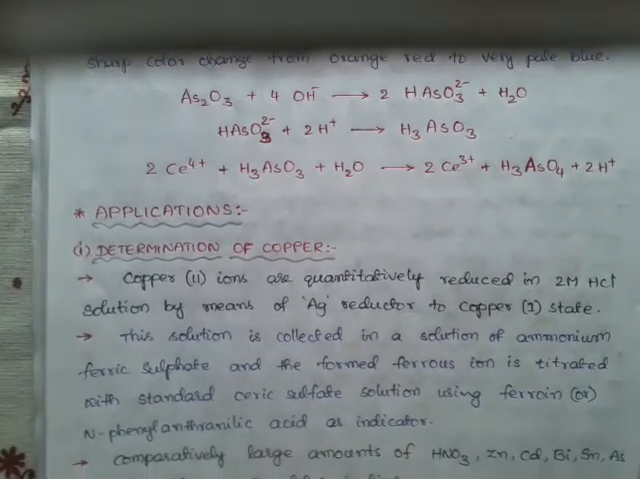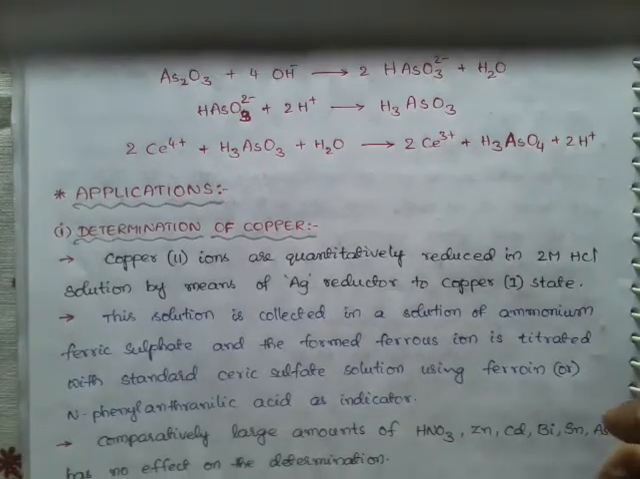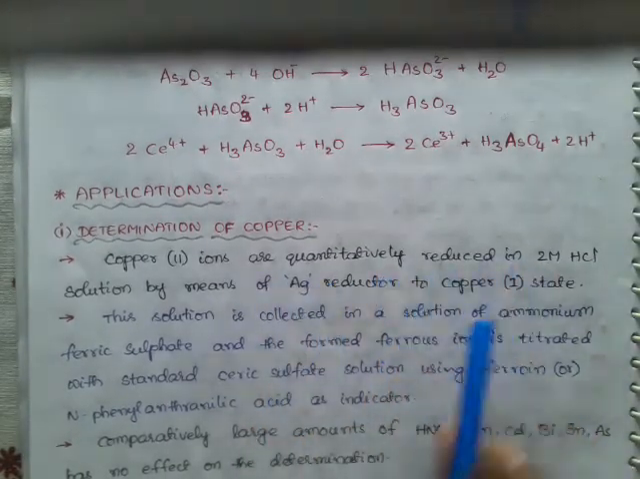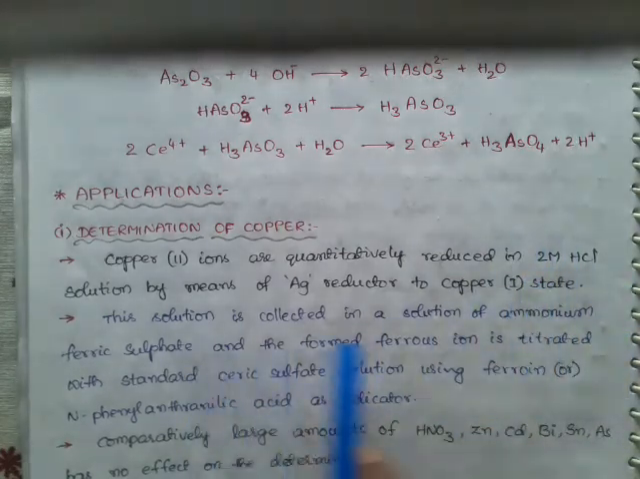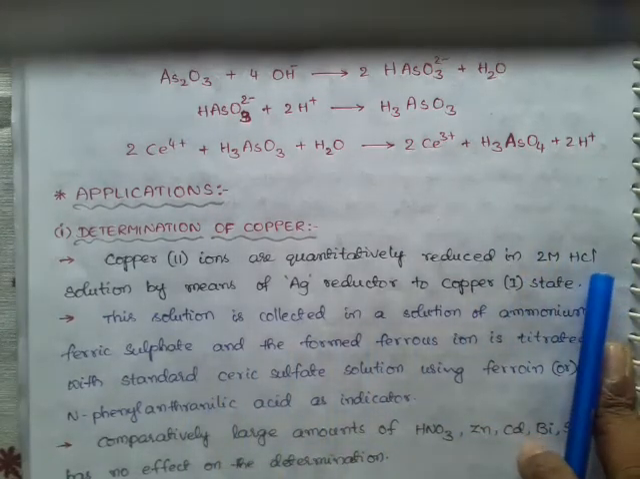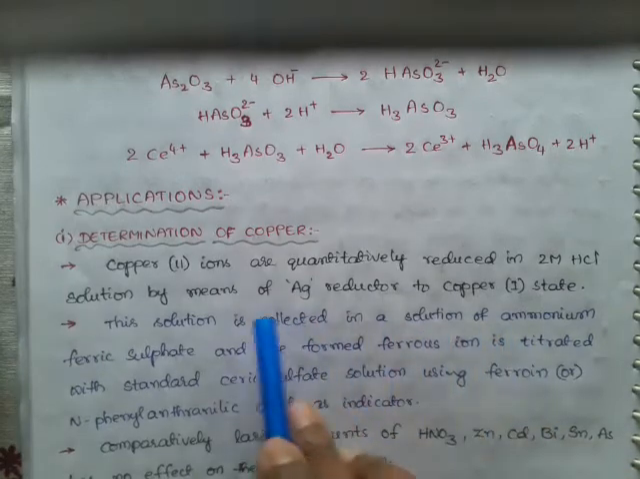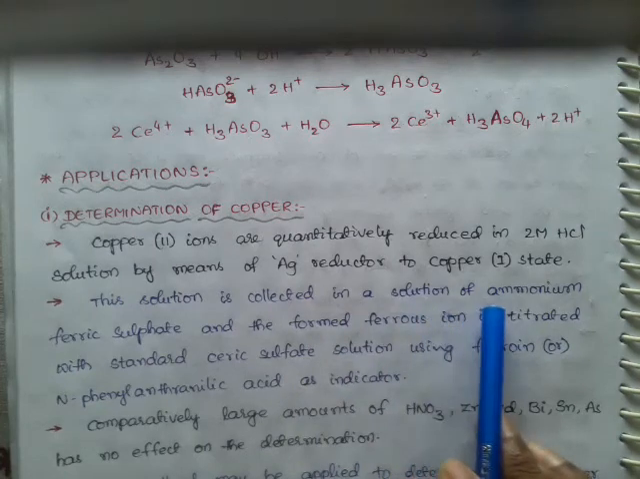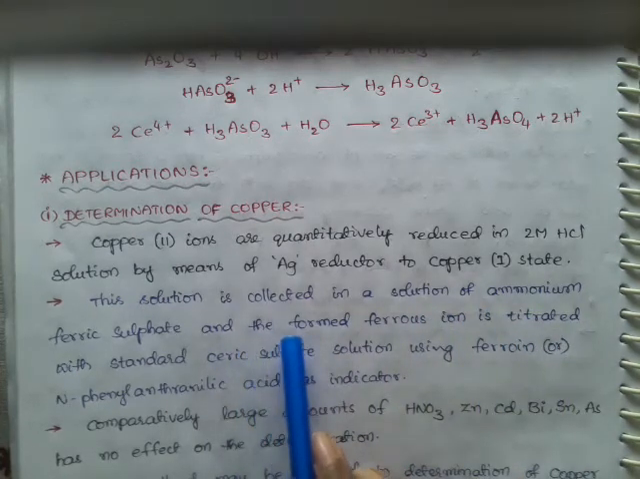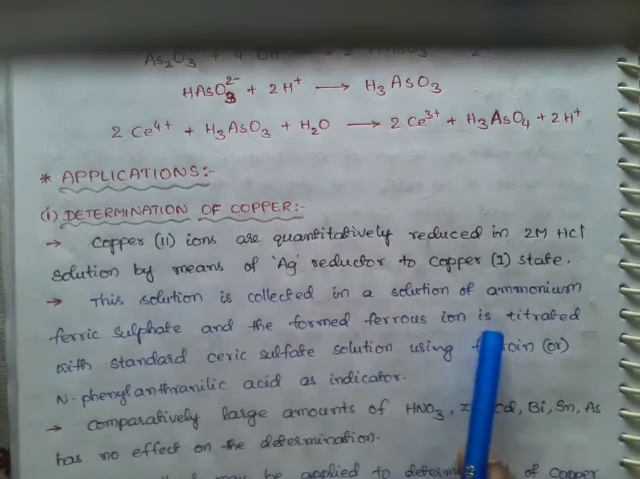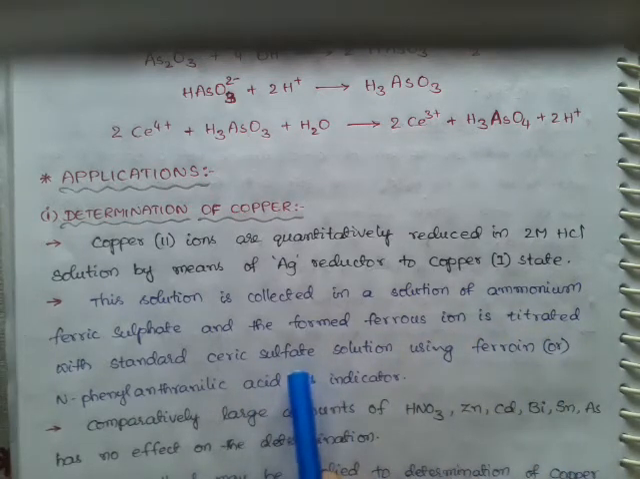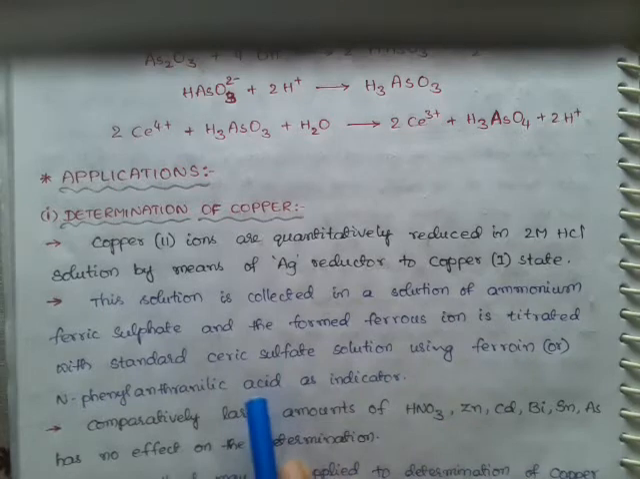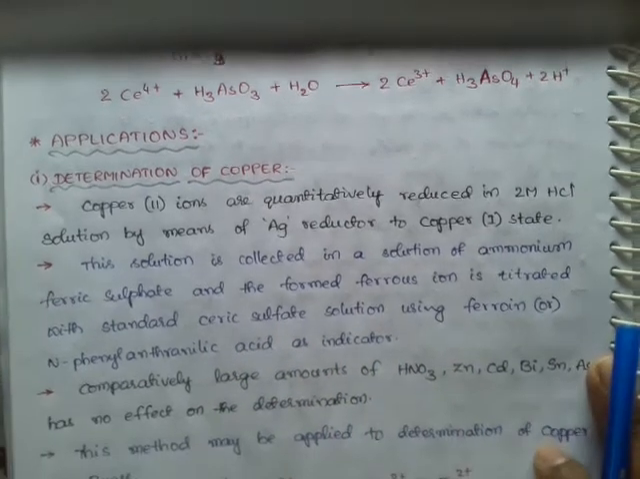Next, what are the applications of cerium 4? Generally, it is very useful for the determination of copper. Copper 2 ions are quantitatively reduced in 2 molar HCl solution by means of silver reductor to copper 1 state. So, copper 2 will be converted into copper 1. This solution is collected in a solution of ammonium ferric sulfate, and the formed ferrous ion is titrated with standard ceric sulfate solution using ferroin or N-phenylanthranilic acid as indicator. So it is an indirect method.